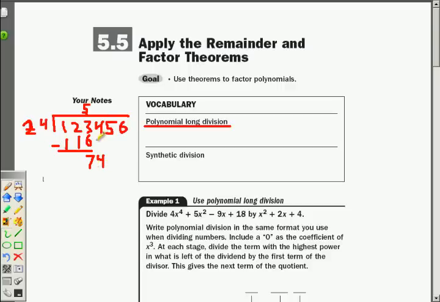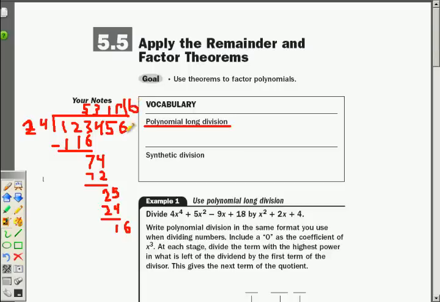24 goes into 74 3 times. And 24 times 3 is going to be 72. And I have a 2 remaining. Drop down the 5. It's going to go in there 1 time. So 25 minus 24. Subtract, I get a 1. Well, 24 doesn't go into 1. So I have 531, and remember this, remainder 16.